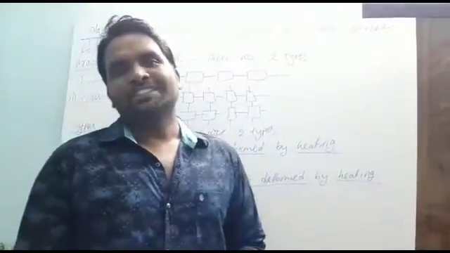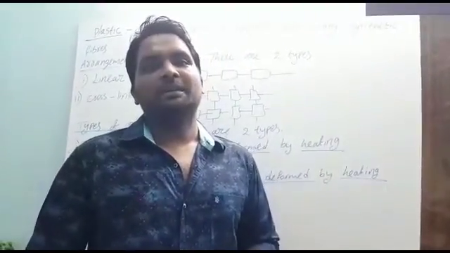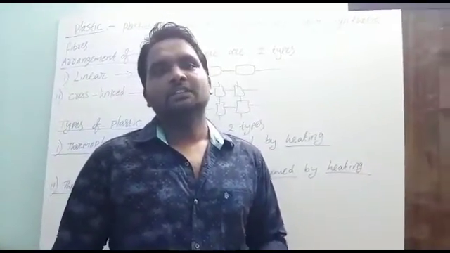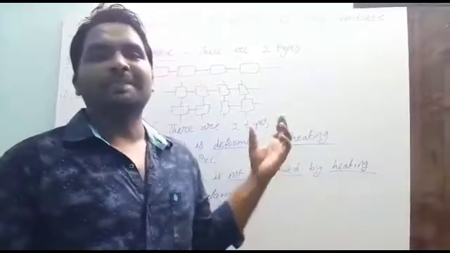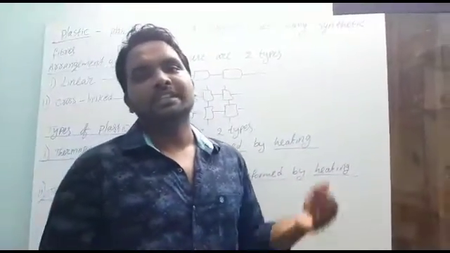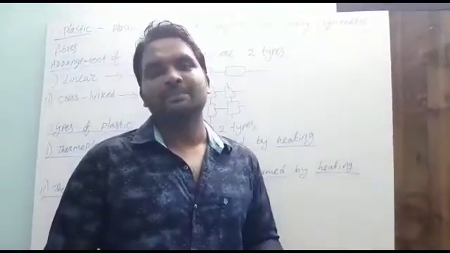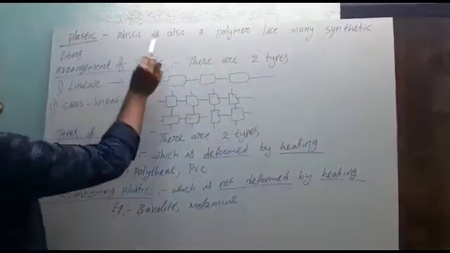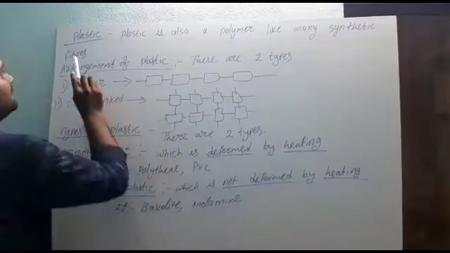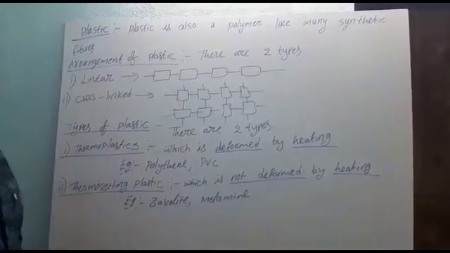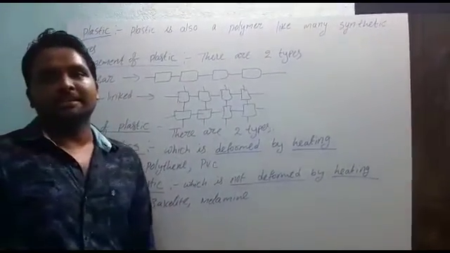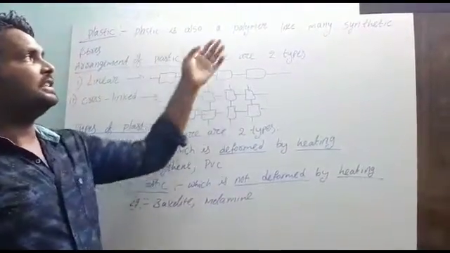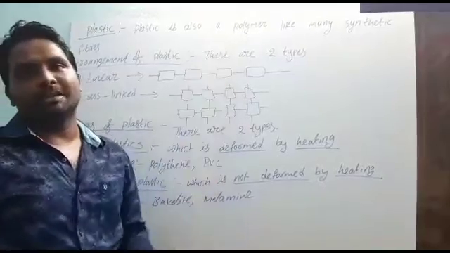Previously we discussed synthetic fibers, their uses, and how many types there are. In this lesson they also gave plastic. So now we will discuss plastic and how many types of plastic there are. Here plastic is also a polymer, like many synthetic fibers. Synthetic fibers are made by polymers. Like that, plastic is also made by polymers only.